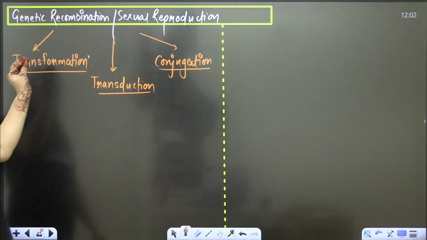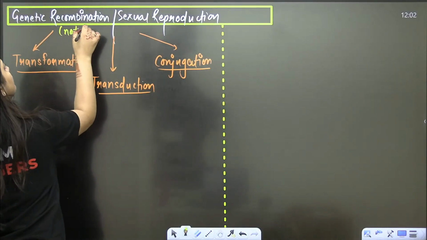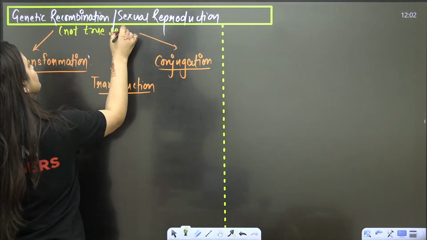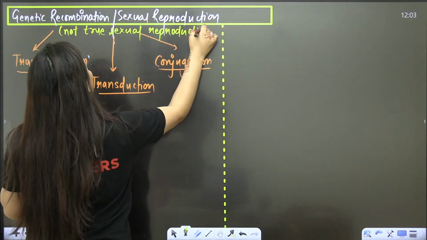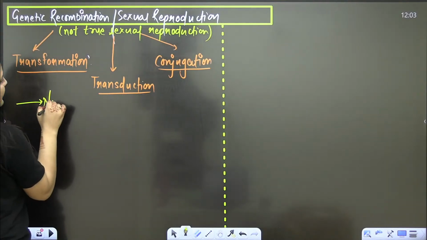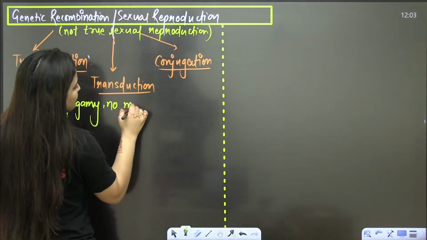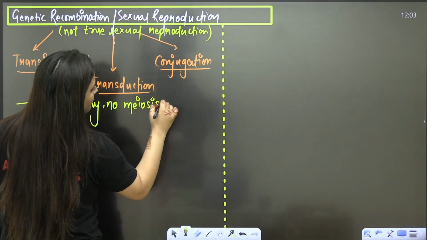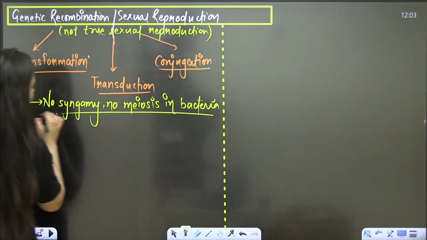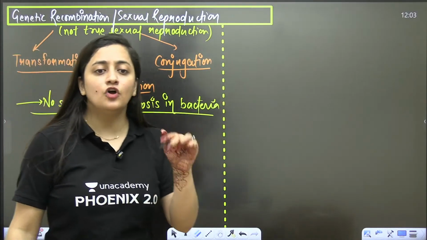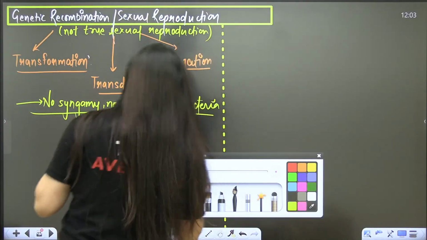So it is a kind of sexual reproduction, but it is not true sexual reproduction. If you think it's true sexual reproduction, it is not. Why? Because there is no syngamy and no meiosis in bacteria. That is why we are saying that it is not true sexual reproduction.